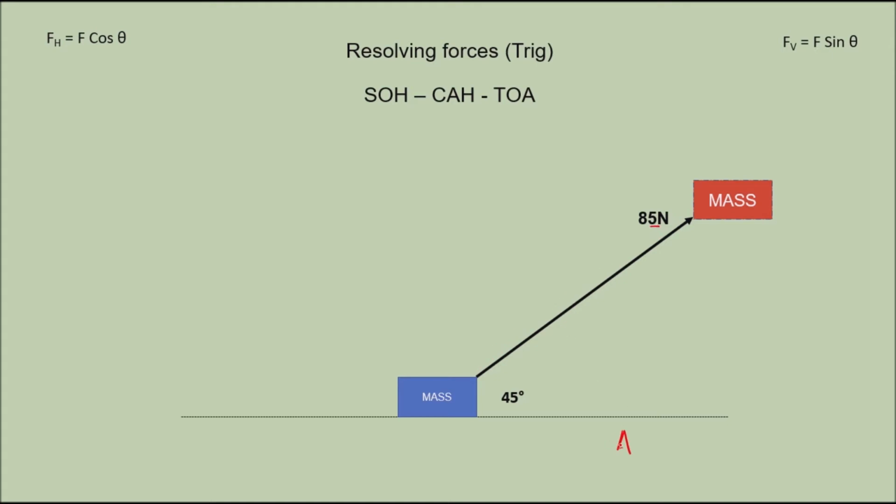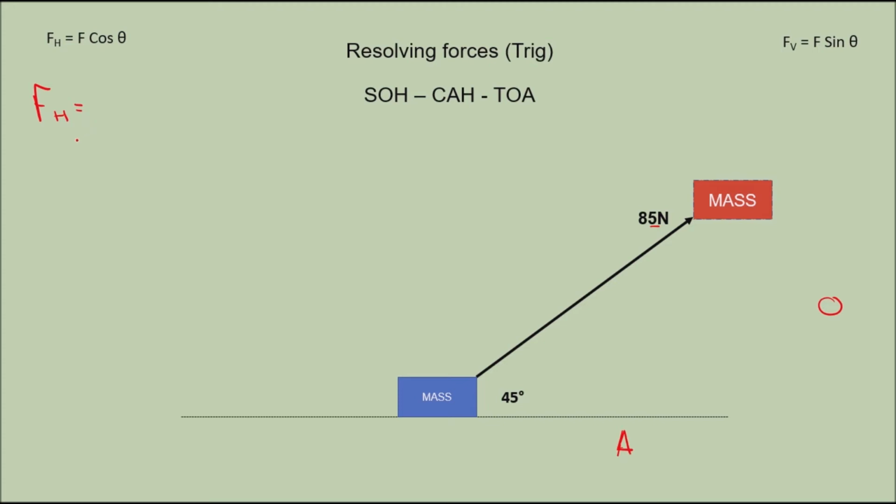So we're going to use cos for horizontal and sine for vertical. Again, we're using sine for vertical because the opposite is what we're trying to calculate, and we've got the hypotenuse, which is this 85 newton force that we can see. So we're going to split forces up into horizontal and vertical components using our basic trigonometry. Now I'm just going to lay the calculation out nice and easy.